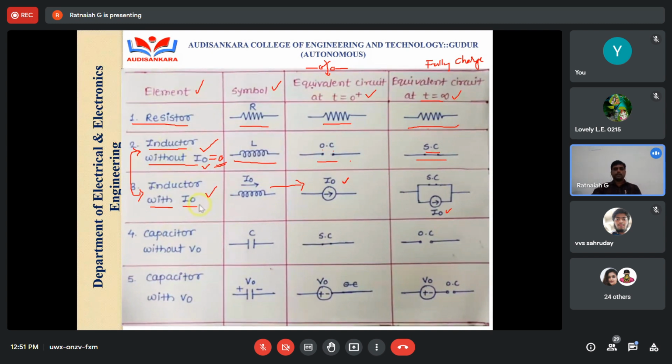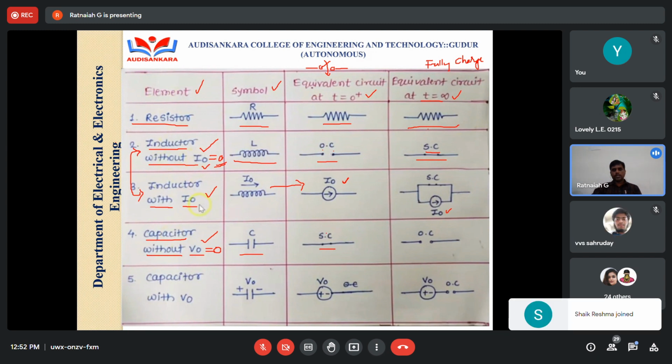Coming to the capacitor, if you take a capacitor, I can consider the capacitor voltage V naught. Without V naught, in the sense, the capacitor voltage is assumed to be 0. So the symbol of the capacitor is like this. At t equal to 0 plus, initially the capacitor will act as a short circuit because the voltage is 0. When the voltage is 0, it should be a short circuit. Therefore, the capacitor behaves like a short circuit because it does not allow sudden changes in the voltage. So the capacitor behaves like a short circuit initially.